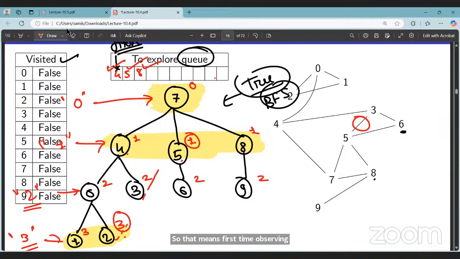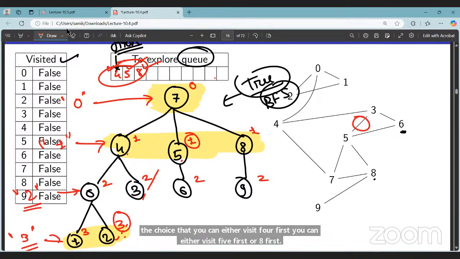But actually, if a person looks only at the tree diagram and not at the original graph, how will he understand that this was actually associated with 5? Correct. For any graph, there are several BFS trees because of these kinds of choices. Here you can visit 4 first, 5 first or 8 first. So that's why for any graph the BFS trees are different. It depends on the person.